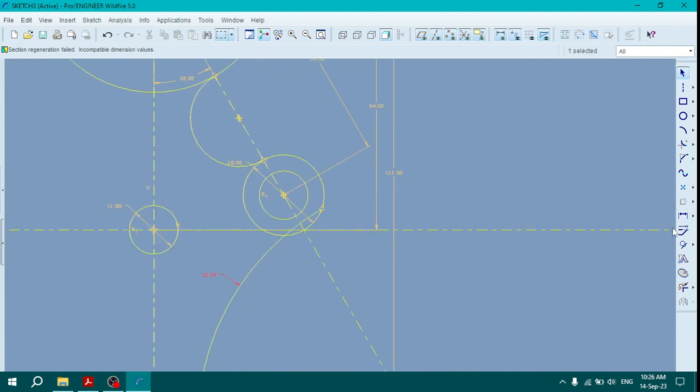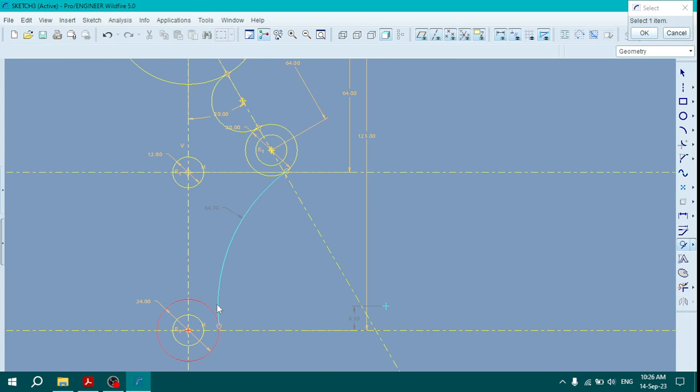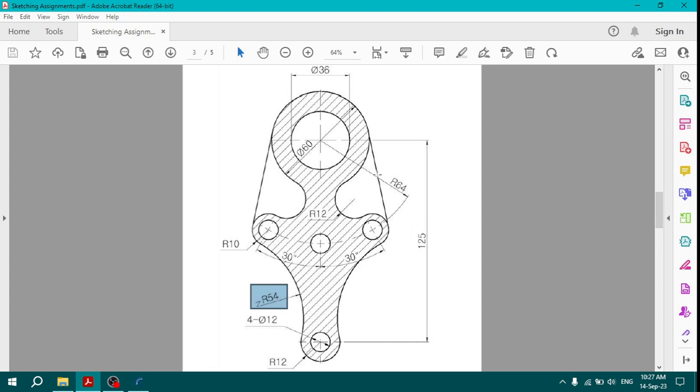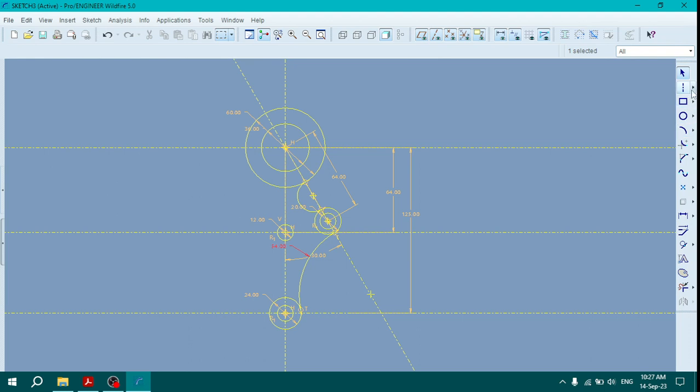This is tangent to this outer circle, and again this circle and this circle arc is tangent here, and now this is 54. Similarly, there is a line which is tangent to this outer circle and this outer circle here. So select the line tangent and then select this first circle and this circle here. We have drawn this tangent.